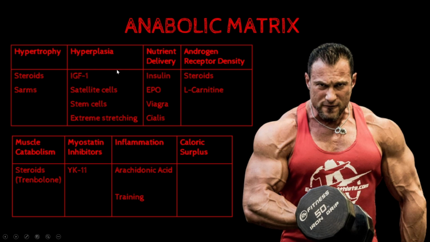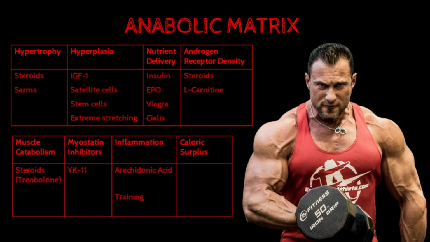The second category is hyperplasia. Hyperplasia is the creation of new muscle cells, either through the splitting of current cells or the transformation of another cell, such as a satellite cell or stem cell, into a muscle cell. This can be accomplished primarily through IGF-1. You can either take IGF-1 directly, which is kind of an unstable molecule and hard to acquire, or you can take human growth hormone, which will stimulate the synthesis of IGF-1 in various tissues.